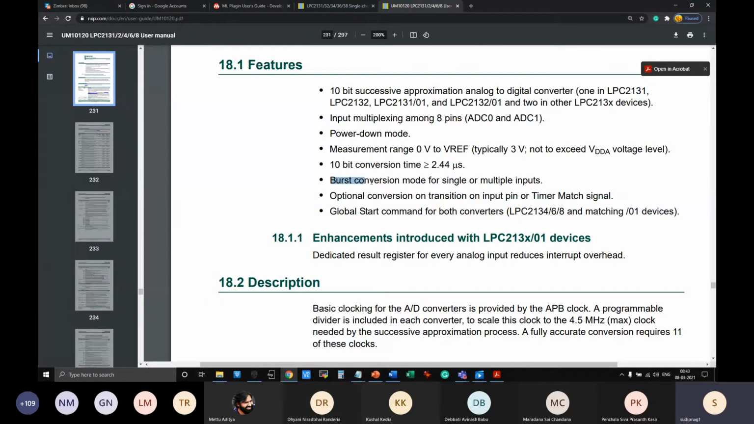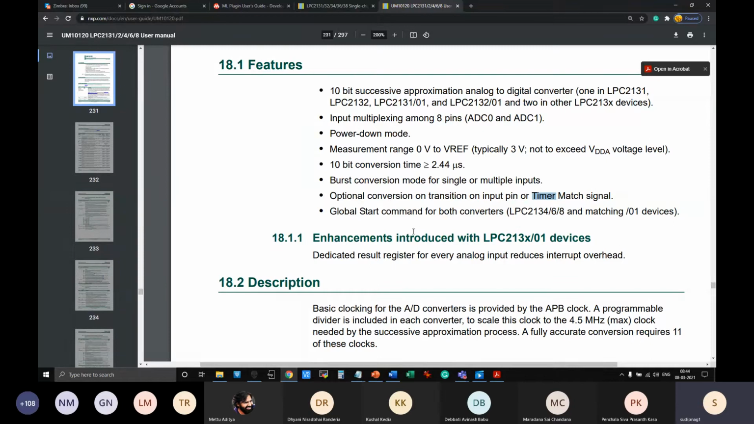So that is called burst mode of conversion. And then you can have other controls, like you can link or connect the ADC with the timer such that it can control the ADC sampling rate. So you need not go to the maximum sampling rate of 2.44 microseconds, but you can instead control it with the timer. So when the timer overflows, the ADC will do one conversion or one set of burst conversion. So that is also possible.